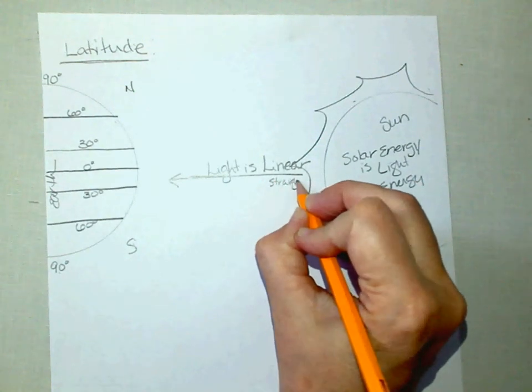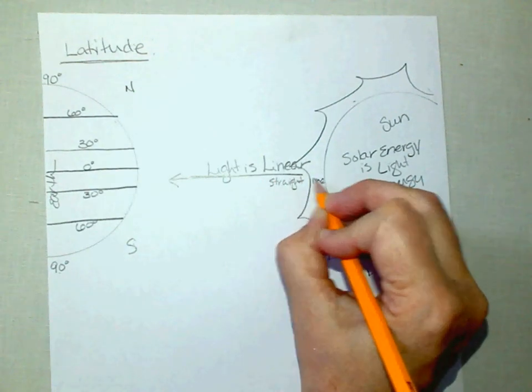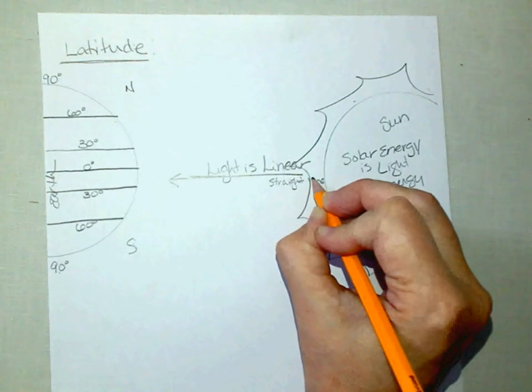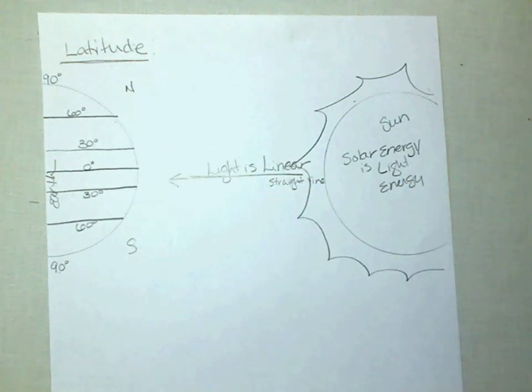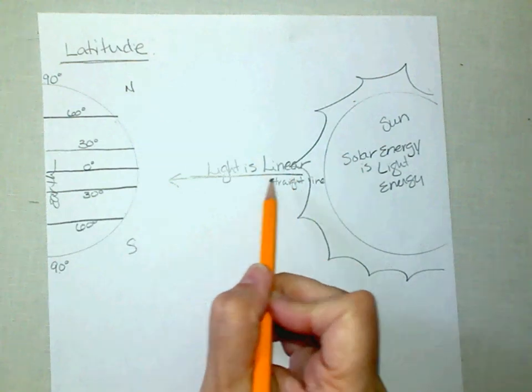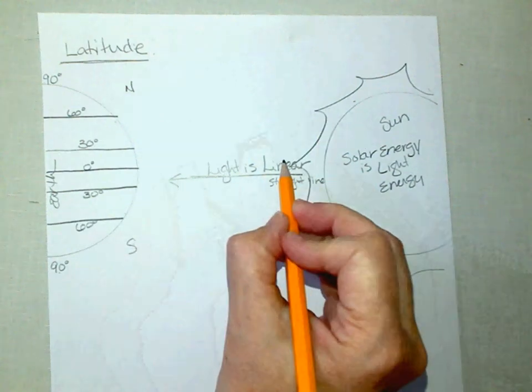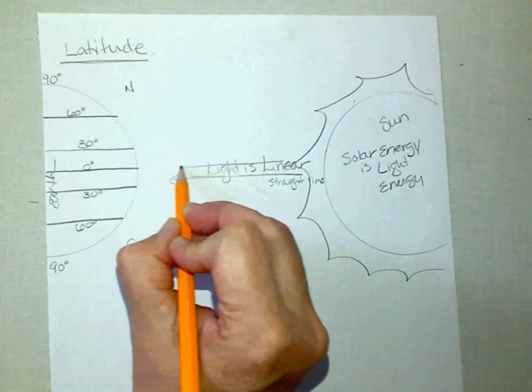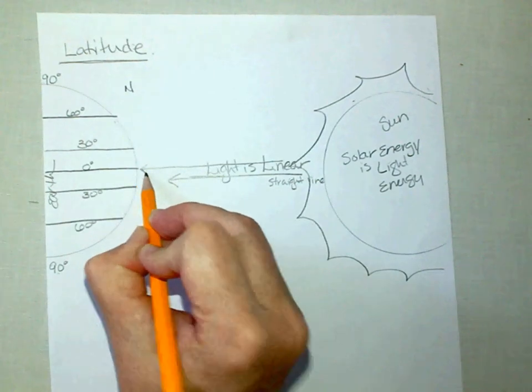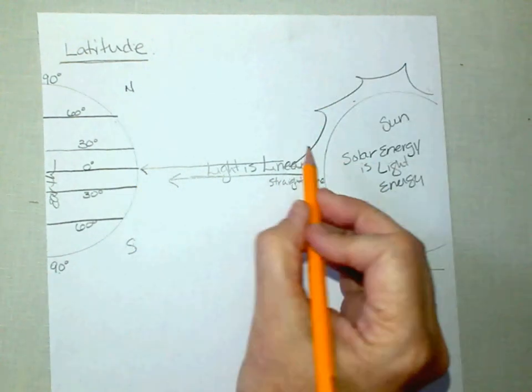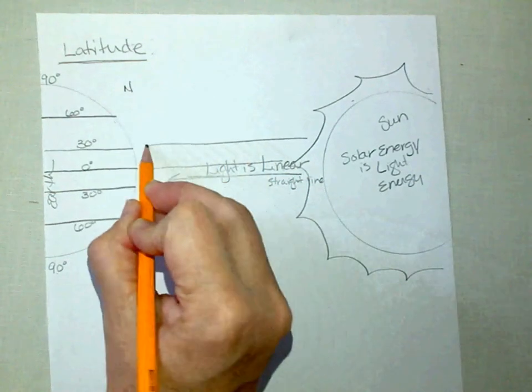Straight line. Straight line. Okay? Straight line. So all this light energy is coming straight at the earth. It's coming straight down right at the earth. Okay? And it comes straight out. If I try to draw straight lines here, all that kind of good stuff.